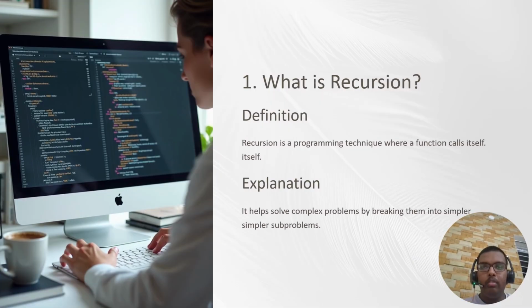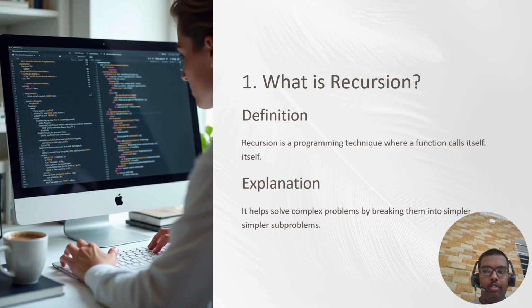So what is recursion? Recursion is a programming technique where a function calls itself. Now, we use the calling function. We call the function in the main function, and the function is known as the called function. Now, what exactly is recursion? Repeating itself. The function repeats itself. It helps solve complex problems by breaking them into simpler subproblems.